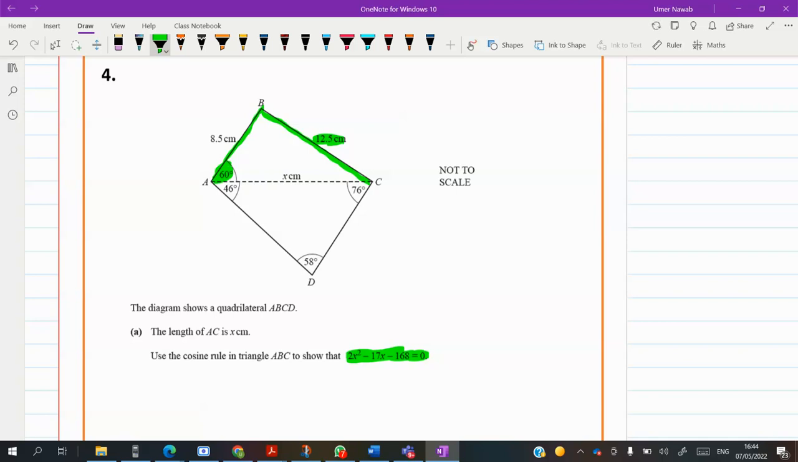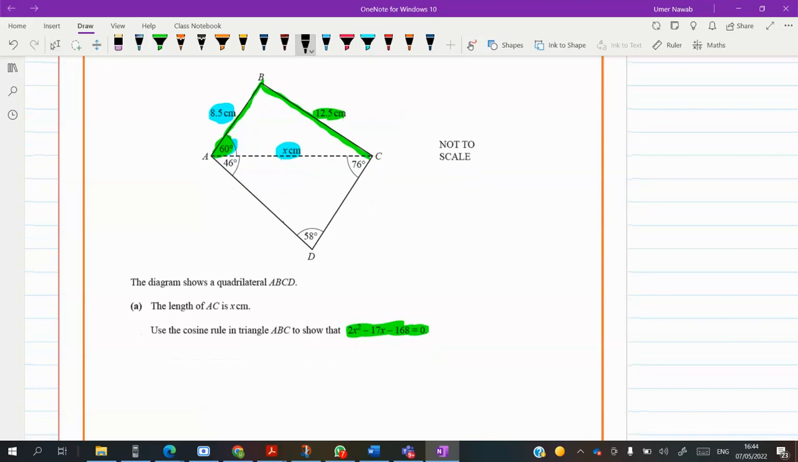So can we use cosine rule? Obviously, we can use cosine rule, and I will use any two sides and the included angle. I will use AB and AC. See, guys, how I'm going to use this. I will consider this as my opposite. So opposite is 12.5. Put a big square root.